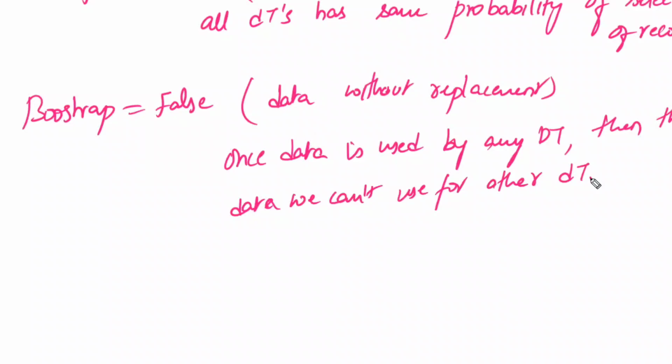Okay, that is bootstrap is equal to false. Is that clear? Now, number of decision trees. How many decision trees do we have to create? That is called n_estimators. n_estimators is equal to the number of decision trees.